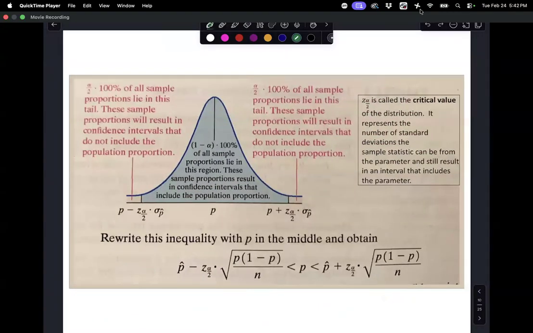This is basically the same diagram I just drew, but maybe it's prettier. That z-score that we find, this z sub alpha divided by 2, we call a critical value. It's important that you know it's called a critical value because we're going to use that in chapter 10 as well. What it means is that's how far we can get away from the mean and still be inside our confidence interval.